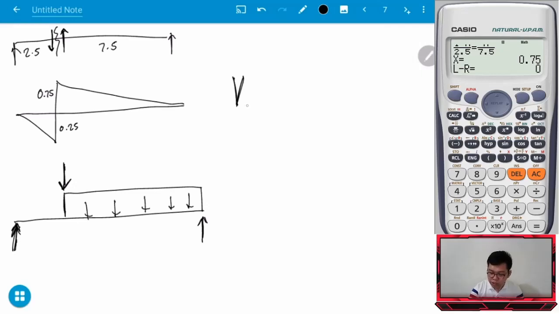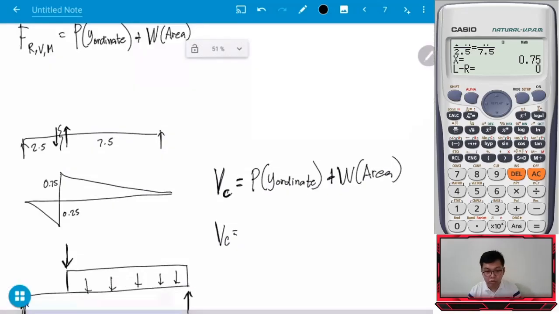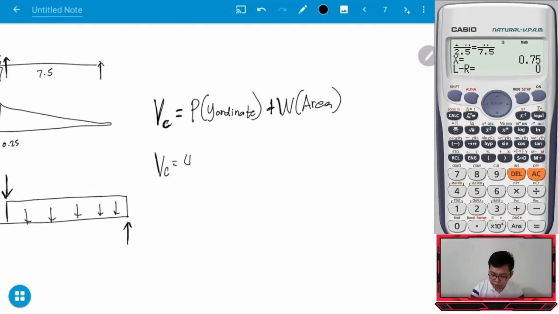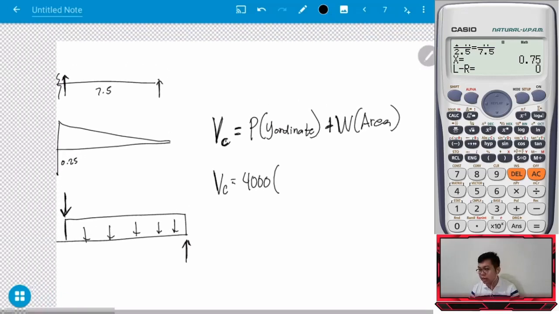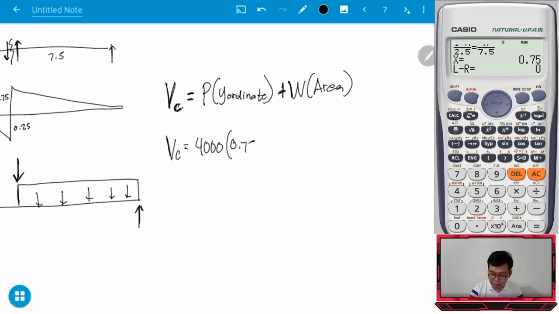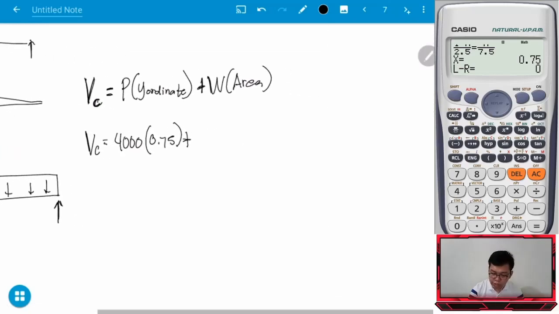Now, by definition, gamitin na natin yung influence diagram natin. So, the maximum shear at C daw is equal to, ano yun? P times ordinate, multiplied by W times area. So, ano yung shear sa C? So, ang P, guys, is equal to, ano yung P ulit natin? Yung load natin? 4,000, no? 4,000 yung load. So, 4,000 multiplied by the ordinate. Ano yung ordinate natin, guys? 0.75, di ba? 0.75. And then, plus, ano yung uniformly distributed load natin? 2,000 pounds per foot. So, 2,000.